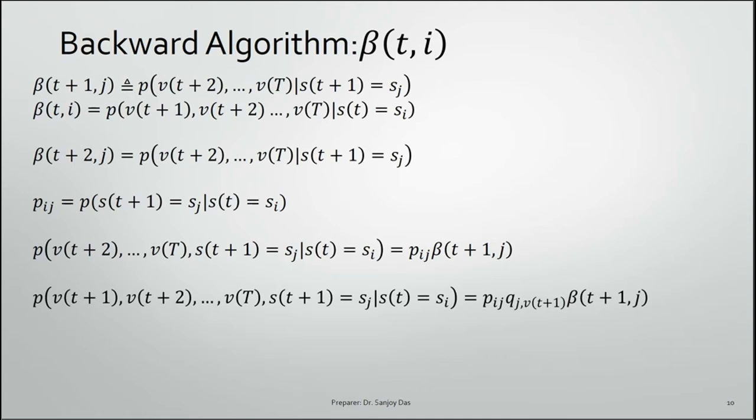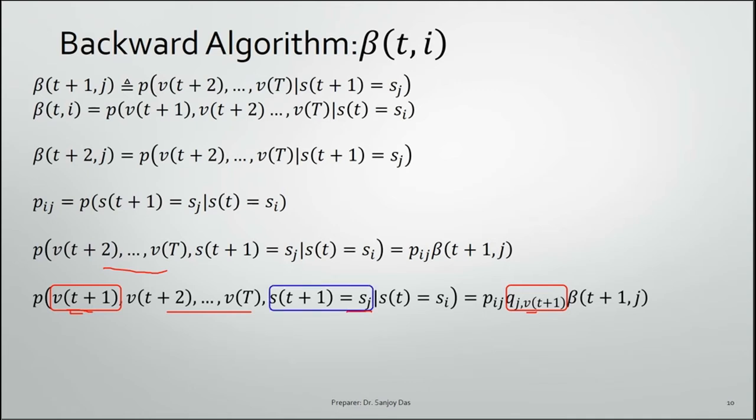Next step, let's multiply it with Q_j(V_{t+1}). And on this side, I have this. V_{t+2} to V_T is this, and now V_{t+1} has been added, and that's because of the emission probability. So Q_j(V_{t+1}) is the probability of emitting the V_{t+1} output when S_{t+1} is S_j.